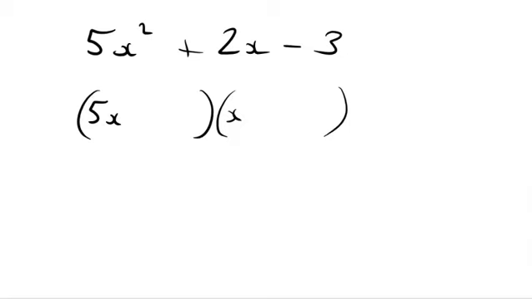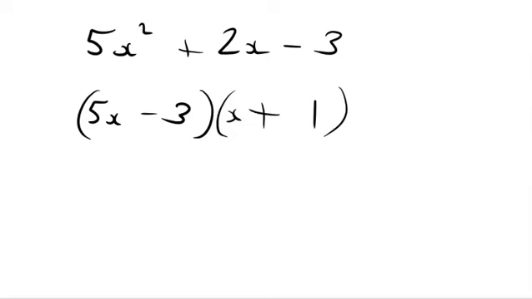And to make the 3, either 1, 3 or 3, 1. 3, 1 is unlikely because 5 times 3 will be 15x. It's way too big. So intuition tells you after a while that 1, 3 is more likely. And then what sign goes where? I want a plus sign in the middle. So 5x times plus 1 will be 5x, and then minus 3 times x minus 3x.